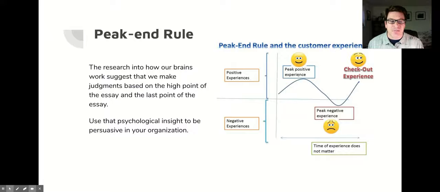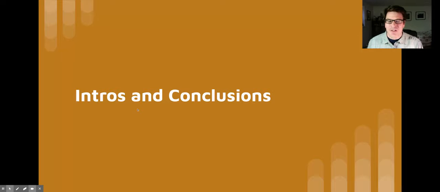So if this is your second best, your third best, and your best point, this is where we end up usually. We tend to forget that middle part. So if you have a part that you're unsure of, there's maybe a way for you to hide it in the middle and end on a really strong note.